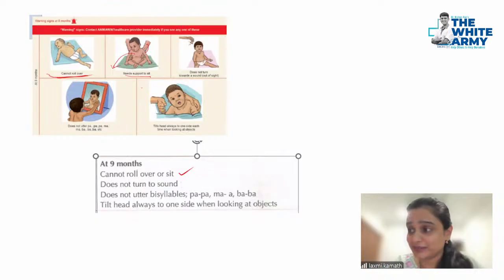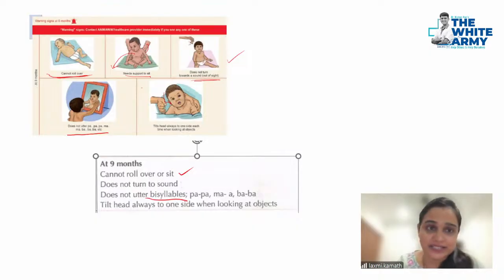And if at 9 months, it does not respond to out of sight sound, it doesn't localize, then it is a red flag sign. And if the child is unable to utter any words like papa, mama, any bisyllables, if it is lacking, then it is a red flag sign. And if the child only tilts the head to one side, that is, you can see there is a torticollis like position, there's only tilting. On the other side, the child doesn't turn, so then it is a red flag sign.